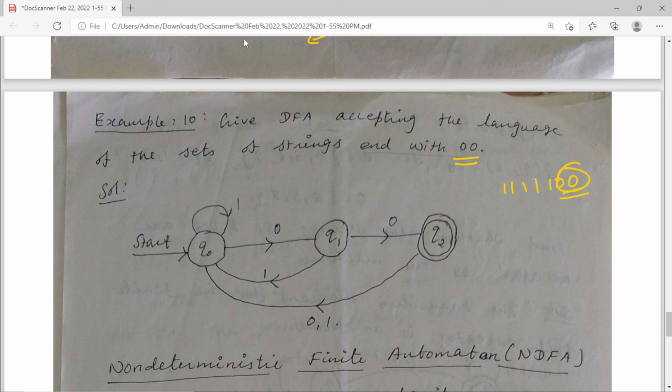Here you have to take 3 states. Ending with 0 0 means you go with 0 0 from the initial state to the final state, and you take Q2 as the final state. Suppose you read 0 and then you read 1, you come back to Q0. Next if it is 0, that is Q2. After 0 0, if you have any symbol, whether 0 or 1, you come back to the initial state. Also you have to draw a loop with 1 on the initial state. So this DFA accepts the language of all strings that end with 0 0.